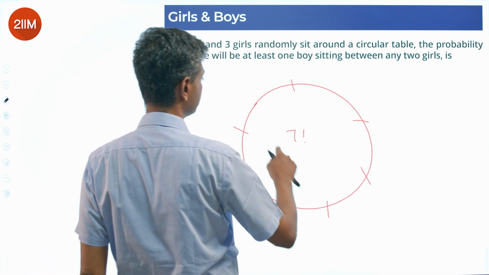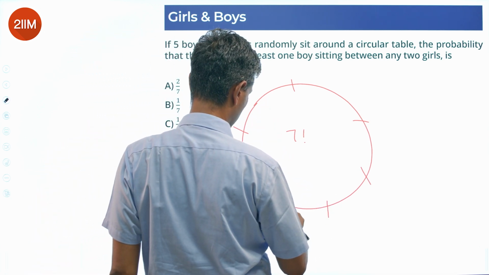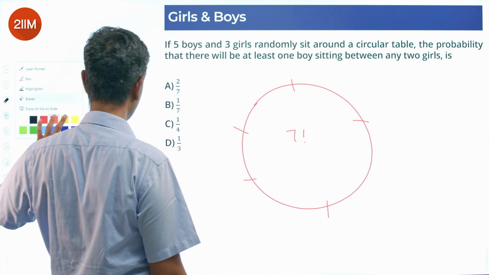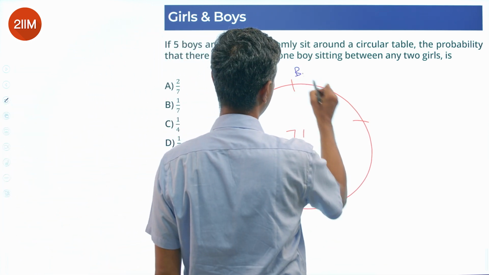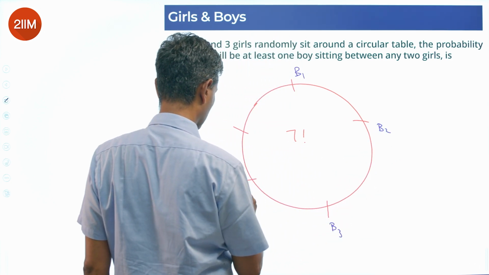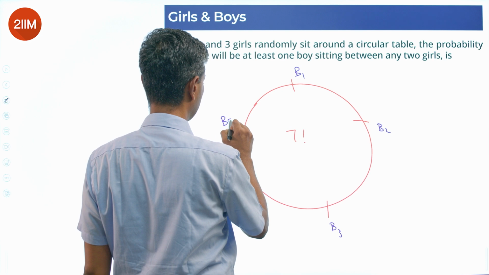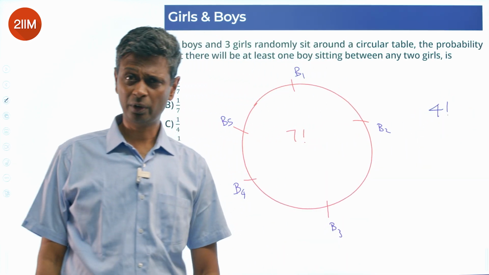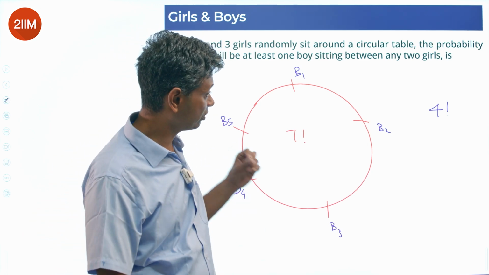5 boys first. We'll have the 5 boys seated around here, B1, B2, B3, B4, B5. The 5 boys can be seated around in 4 factorial ways. That we know. B1, B2, B3, B4, B5 have sat down.